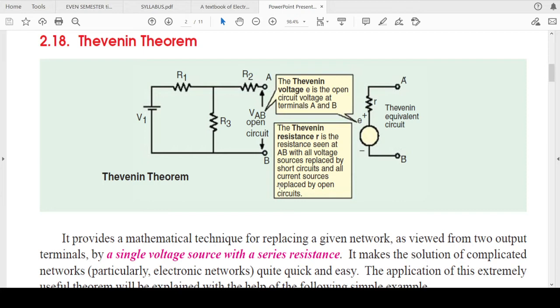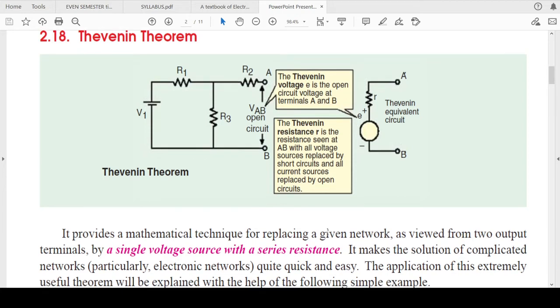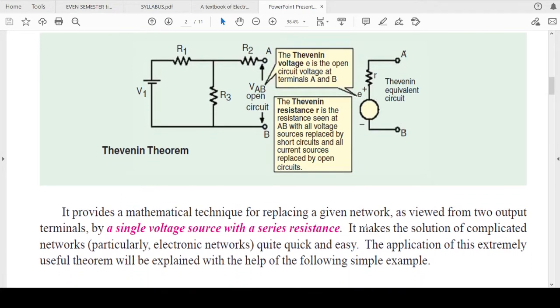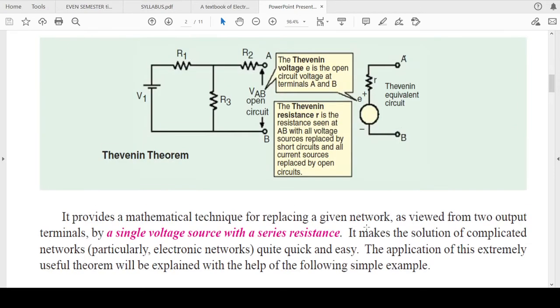So Thevenin's theorem provides a mathematical technique to replace a given electrical network with a single voltage source and a series resistance when viewed from two output terminals. So it makes the solution of complicated networks, particularly electronic networks, quite easy and quick.